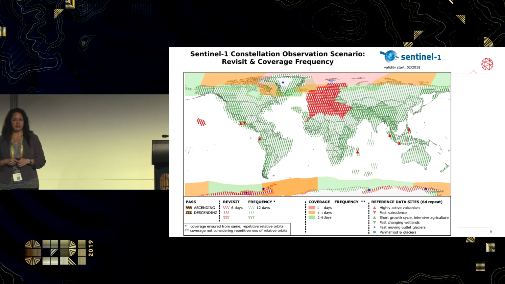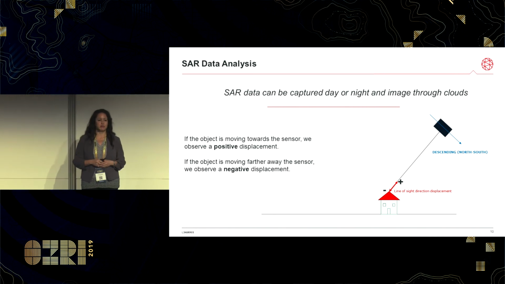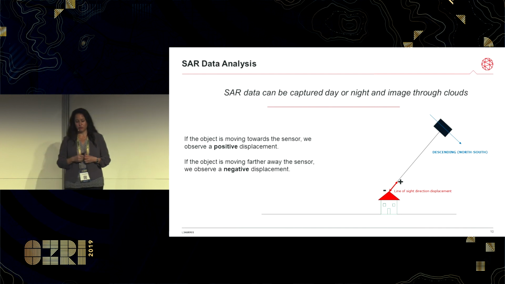Now, one of the important things to note about why we want to use SAR data is that SAR data can be captured day or night, and we can image through clouds. That means we can rely on the fact that any time of day when we need to get some data or worry about an acquisition, that's fine, we can do that. We're not reliant on a clear, cloud-free day to have access to imagery. We can image through clouds.